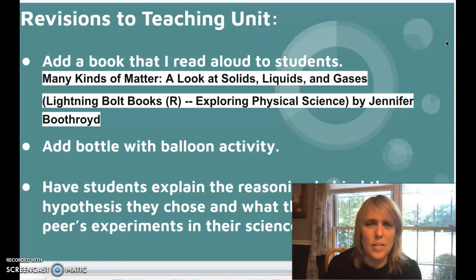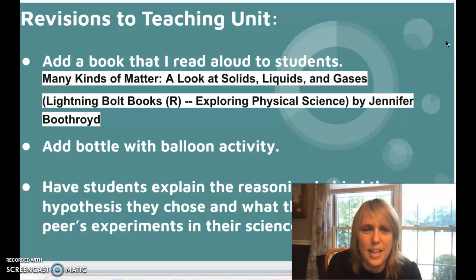So anyway, when I think about some revisions, I found a book that I think I would really like to read out loud to my students at the beginning. I had a video as well, and I don't want to not use the video, but I think I'd really like to read this book out loud and have it be sort of a discussion time, whereas I'm reading the book, kids can talk about what they're understanding, and that would be another formative assessment as I do it.